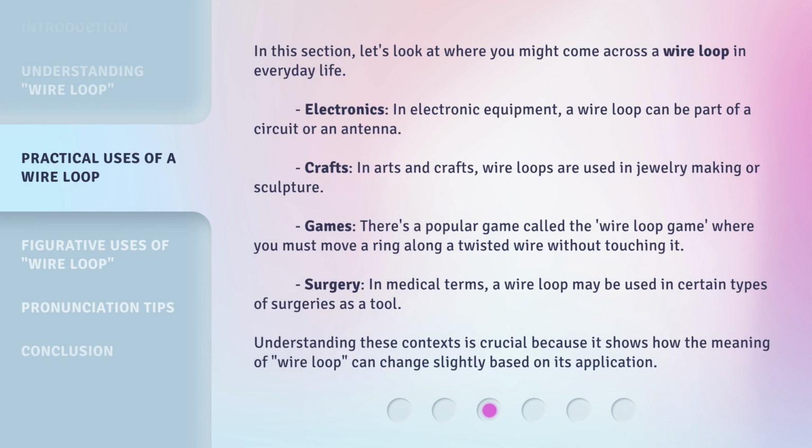In this section, let's look at where you might come across a wire loop in everyday life. Electronics. In electronic equipment, a wire loop can be part of a circuit or an antenna. Crafts. In arts and crafts, wire loops are used in jewelry making or sculpture. Games. There's a popular game called the wire loop game, where you must move a ring along a twisted wire without touching it. Surgery. In medical terms, a wire loop may be used in certain types of surgeries as a tool. Understanding these contexts is crucial because it shows how the meaning of wire loop can change slightly based on its application.